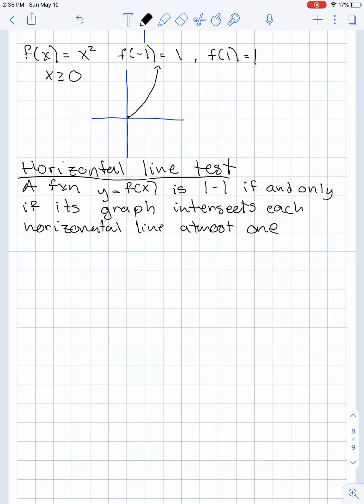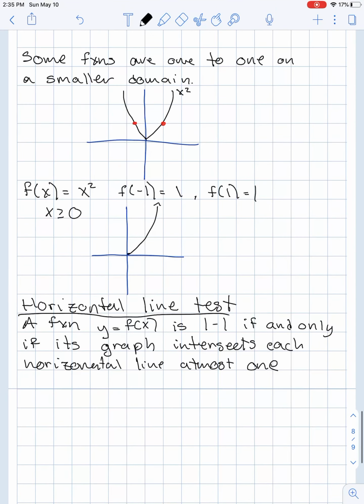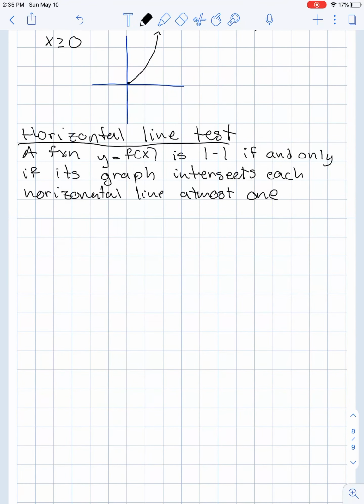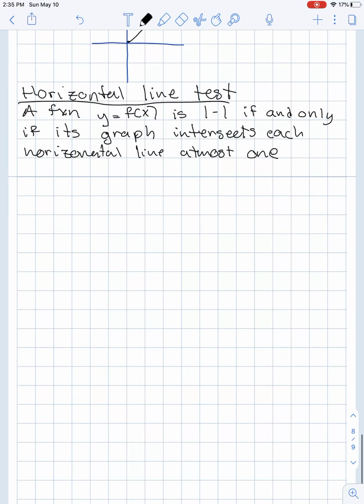So looking back at if I restricted x squared to only positive values of x, that passes the horizontal line test. If we go back and look at the whole domain, we see that it doesn't pass the horizontal line test. So that's a fun graphical tool for you guys to use if seeing if something is 1-to-1. So then we'll talk about the definition of an inverse function.